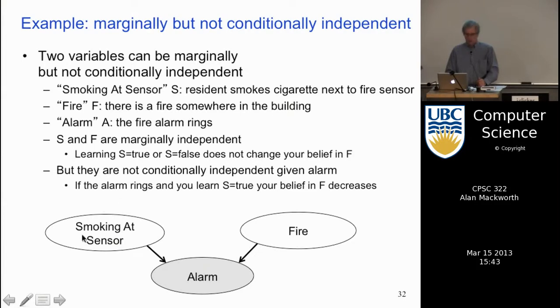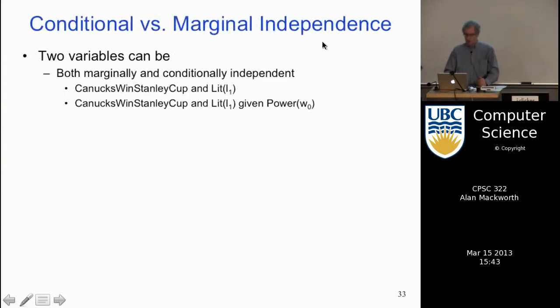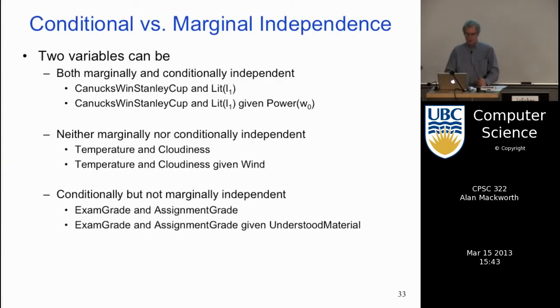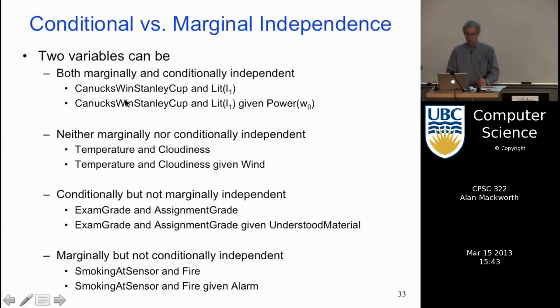Right? These together cause that. Because I've already got a cause for that, I don't need another cause. This is called explaining away. Okay, we'll see this in quantitative detail later. But when you learn that one cause is true, your belief in the other cause decreases. So these are marginally independent, but not conditionally independent. So it can go both ways. Okay? So all four possibilities are logically possible.